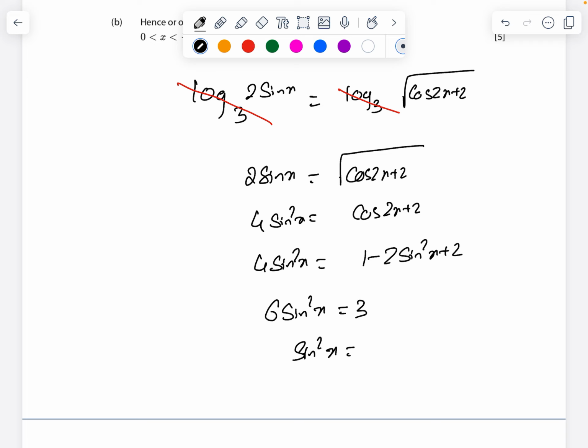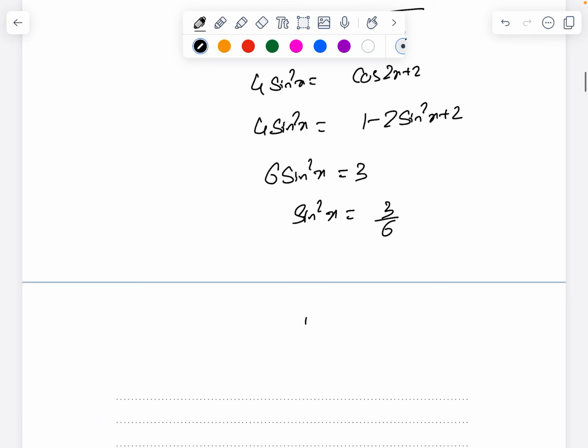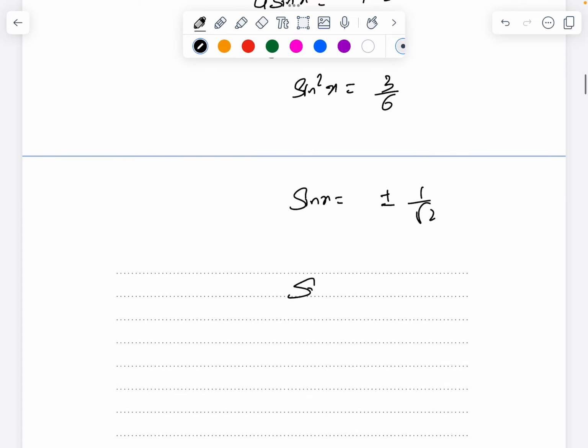Sin square x equals 3 upon 6. So sin x equals plus or minus 1 upon root 2. But it is only the first quadrant, so sin x equals plus 1 upon root 2. So x equals pi by 4.